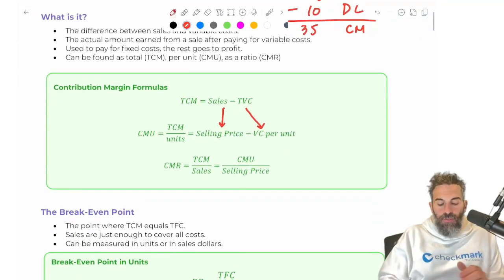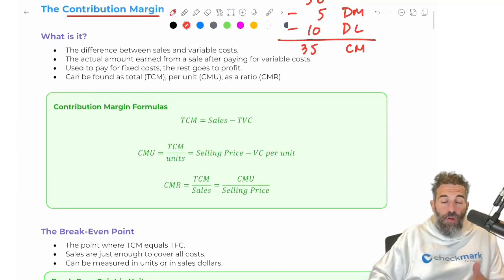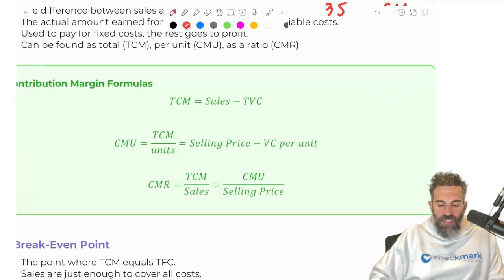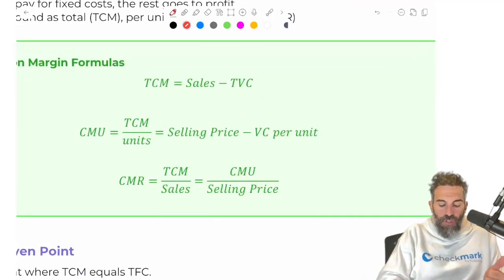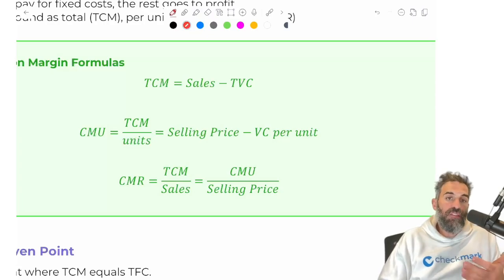And the third way to express it is as a ratio. It's called the contribution margin ratio, CMR. So this one, again, can be done two ways. They're both the same. Basically, it just depends on what you're working with. So if you're working with totals, you would take the total contribution margin divided by your total sales. If you're working on a per unit basis, you take your contribution margin per unit divided by your selling price. And this is basically expressing it as a percentage.